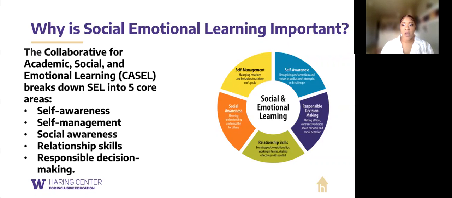The Collaborative for Academic, Social, and Emotional Learning breaks SEL down into these 5 core areas. Self-awareness, which is the ability to understand one's own emotions, thoughts, and values and how they influence behavior. This includes accurately assessing one's strengths and limitations, as well as having and developing confidence and optimism.